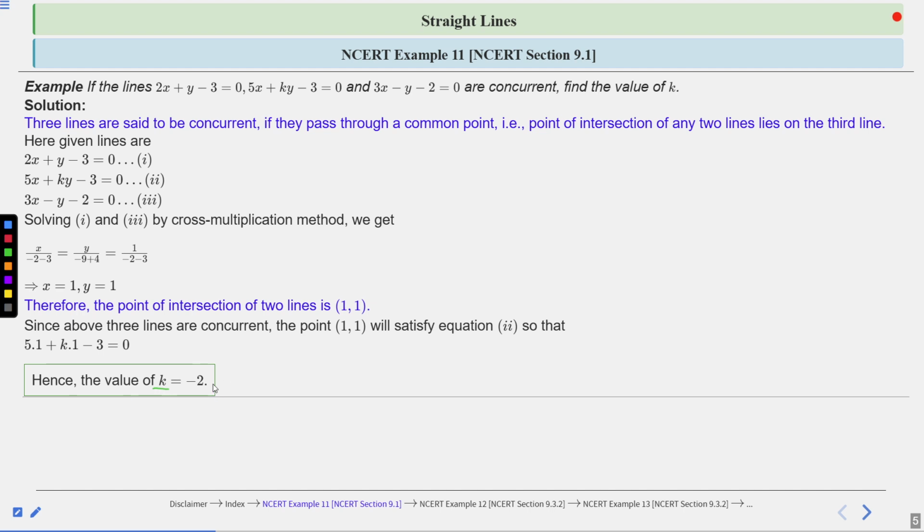So we used this concept here: three lines are said to be concurrent if they pass through a common point, that is, the point of intersection of any two lines lies on the third line. We used this concept and obtained the answer. The answer is k equal to minus 2. So students, I hope it is clear to all of you. Now let us move on to the next example.